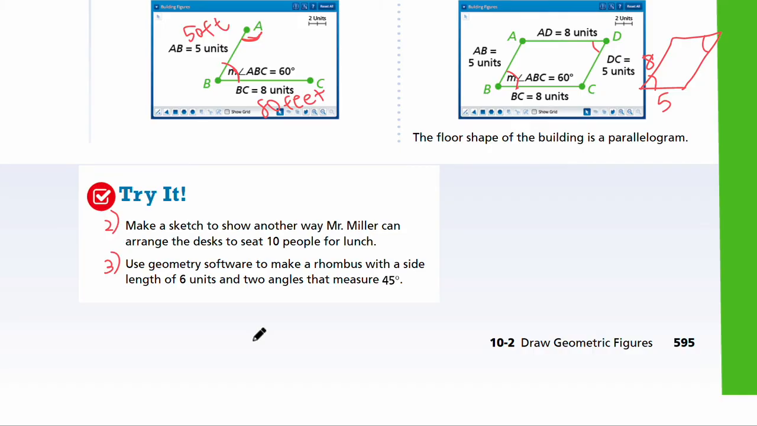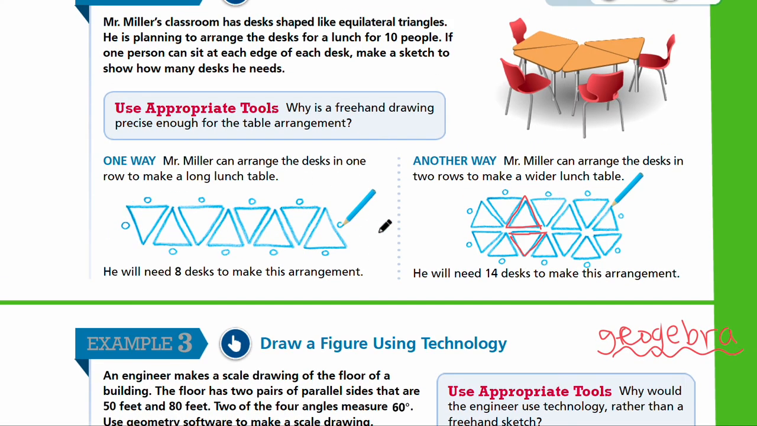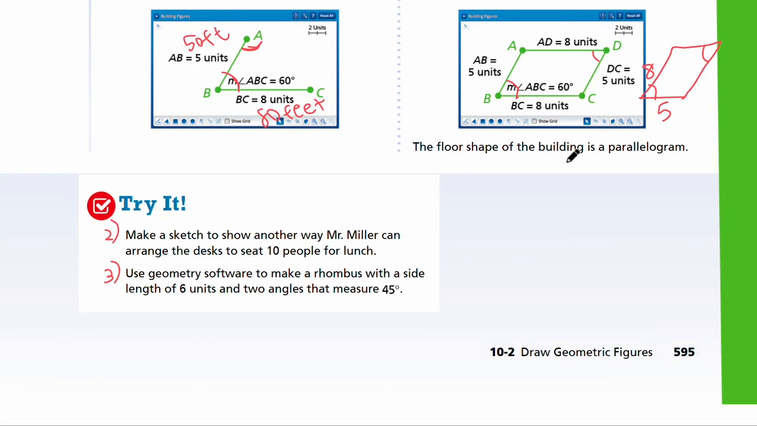Okay, are you ready? So if you look at the first one, make a sketch to show another way. Did you figure out another way? So think about your classroom. Does it always have to be all connected? No, you could also separate them too. Maybe we could have this triangle and that triangle together like that. 1, 2, 3. And then we can have another group like here, this triangle and this triangle and this triangle. So people can sit here. But then that is 1, 2, 3, 4, 5, 6.